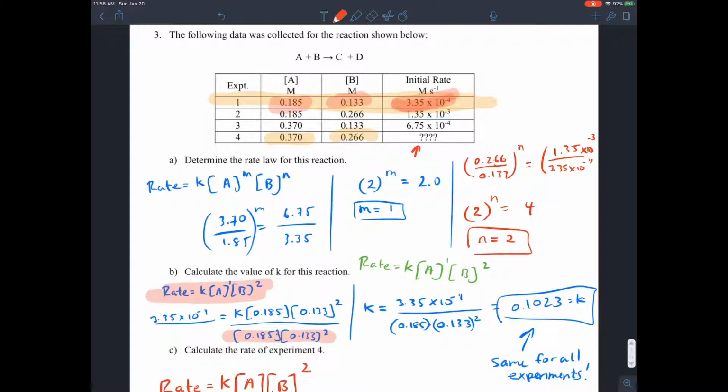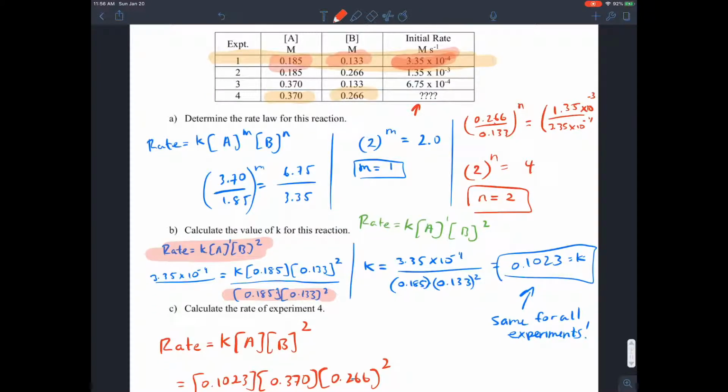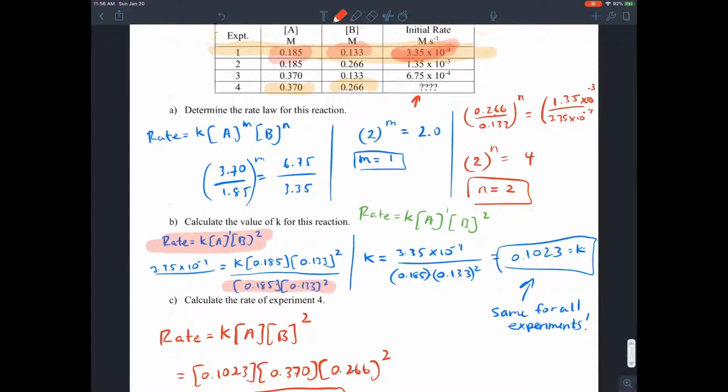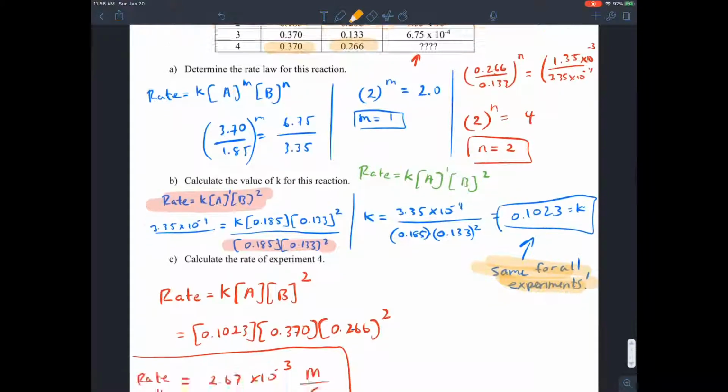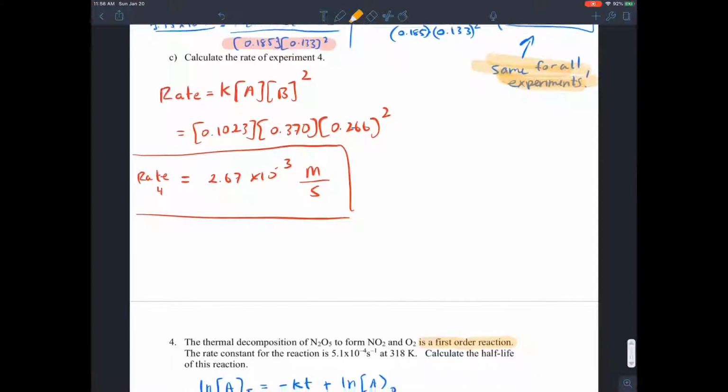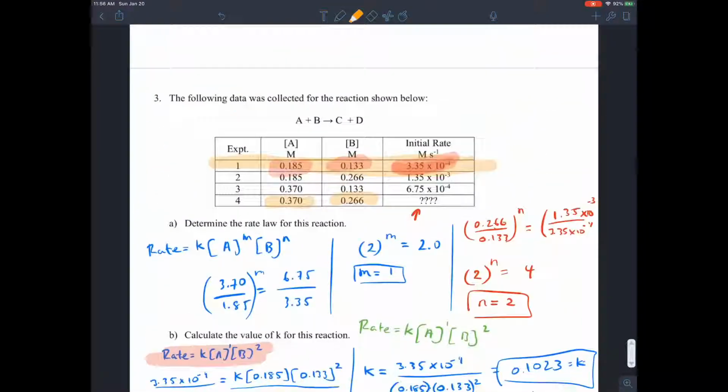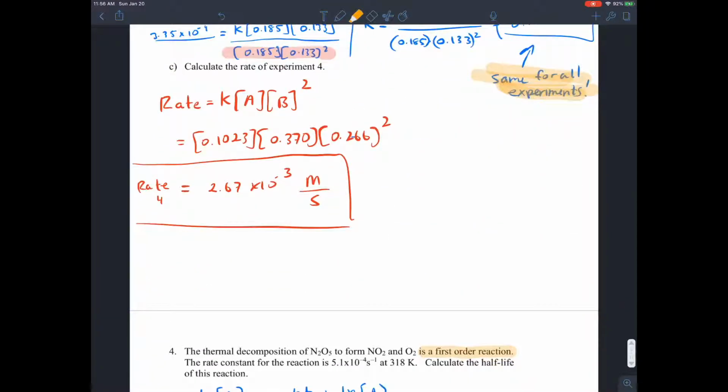And once you know your orders of your reactants, you can solve for the K, or the rate constant for your reaction. And the way we did that, we picked any row from our data set that we knew all the values for. And then we just solved for K because it was the only unknown in our equation. That K, we said, is the same for all experiments at the same temperature. So that means then we were able to exploit that fact to solve for the rate for experiment 4 without even having done it. So this was a pretty cool problem.